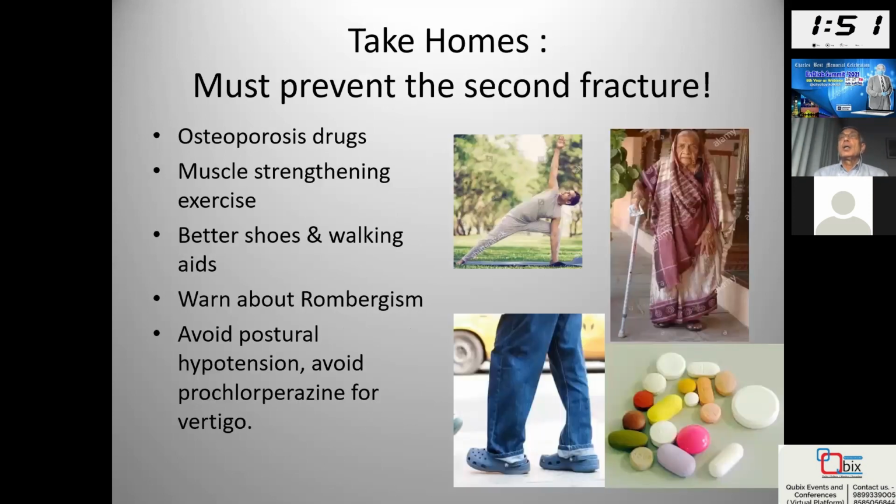Take homes. Well, must prevent a second fracture. If the patient is under your treatment and there is a second fracture, it is a disaster. So what do we do? Osteoporosis drugs, muscle strengthening exercise, because we really want to prevent a fracture. We just don't want to treat the DEXA. Exercise, better shoes. You see at the bottom, shoes where you have a back support or a support at the ankle. Check for Rombergism.